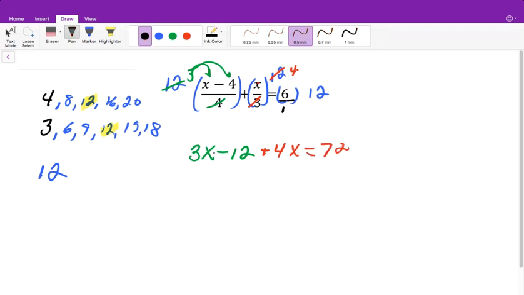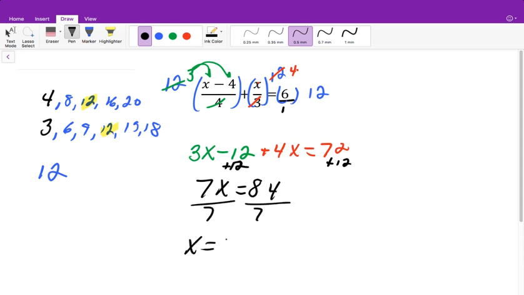All right, now we'll go ahead and combine. 3x plus 4x is 7x. We'll add the 12 over to the other side. So we get 7x is equal to 84. We divide each side by 7, and x is then equal to 12.